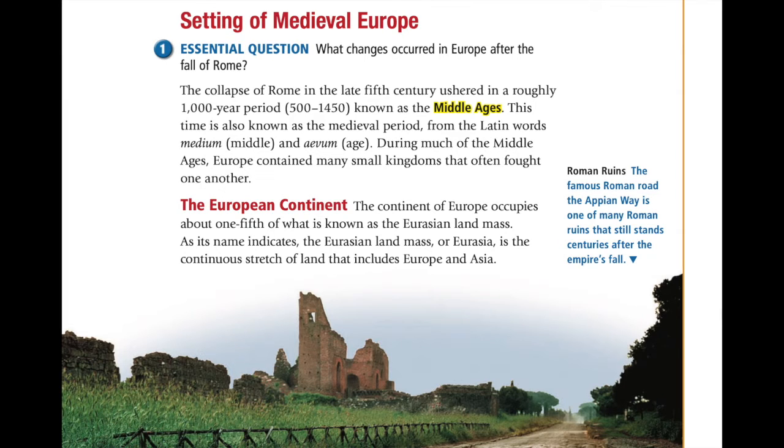The European continent. The continent of Europe occupies about 1/5 of what is known as the Eurasian landmass. As its name indicates, the Eurasian landmass, or Eurasia, is a continuous stretch of land that includes Europe and Asia.